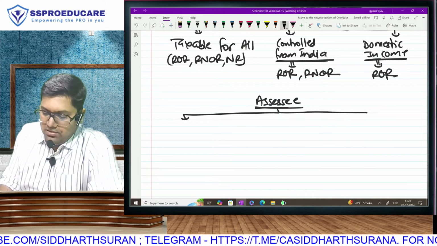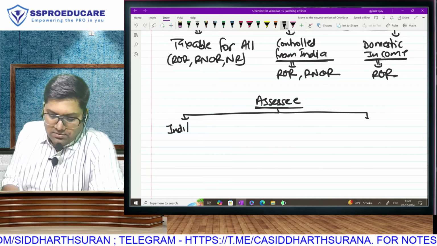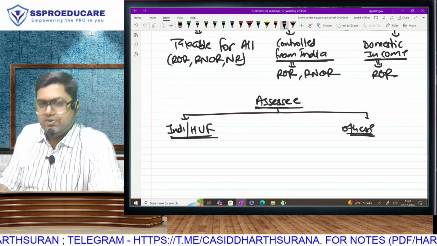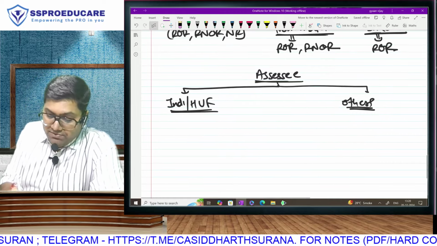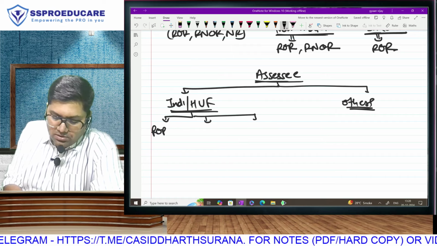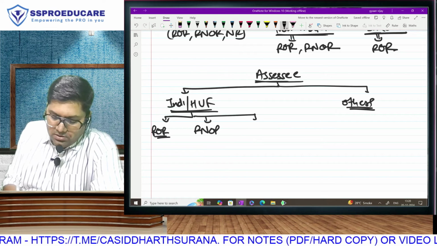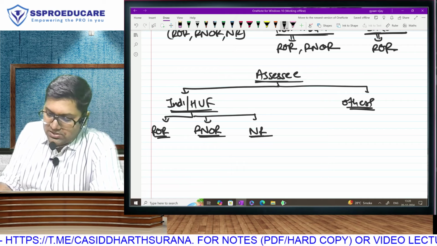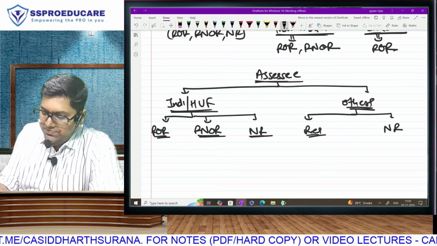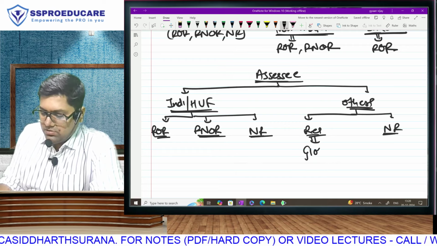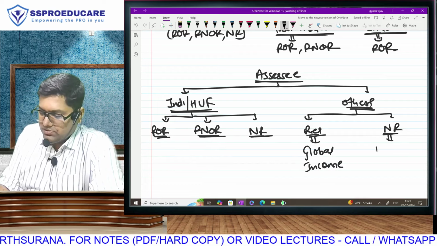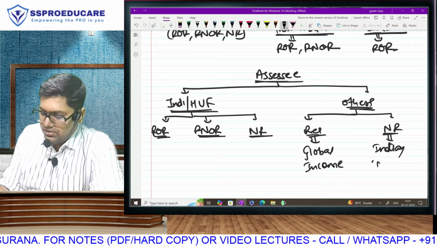Assessee can be individual HUF or the others. Others will cover your AOP, BOI, company, firm, local authority, HAP. In individual HUF, we have the division of ROR, RNOR and NR. But in other assessees, we only have the division called resident and non-resident. So this is very easy. Resident will pay tax on global income and non-resident will pay tax on Indian income. Very easy.